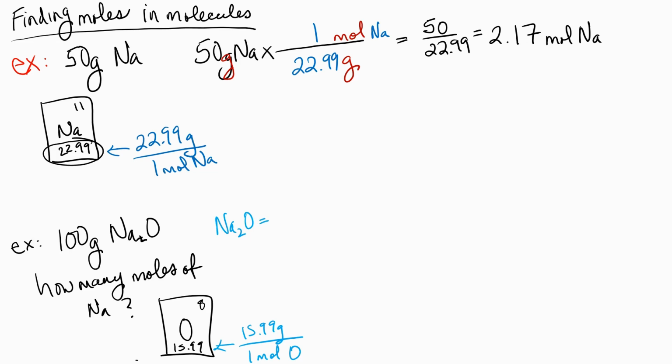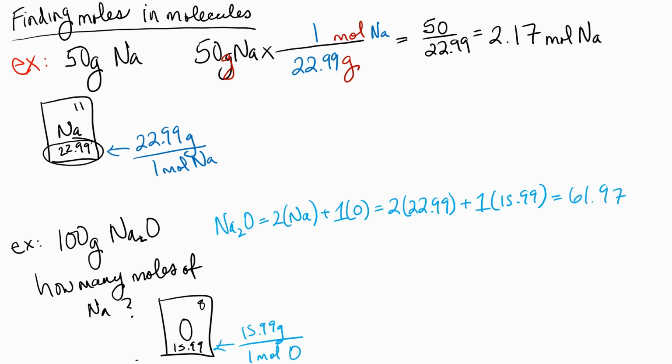Na2O is made up of 2 Nas and 1 oxygen. So I'm going to do 2 times the atomic mass of sodium, which is 22.99, plus 1 oxygen, which is 15.99. Then you can plug this into your calculator, and that is going to get us 61.97. This value is going to be the grams of Na2O for every 1 mole of Na2O because we got this value from the periodic table. Now we're just going to set this up.